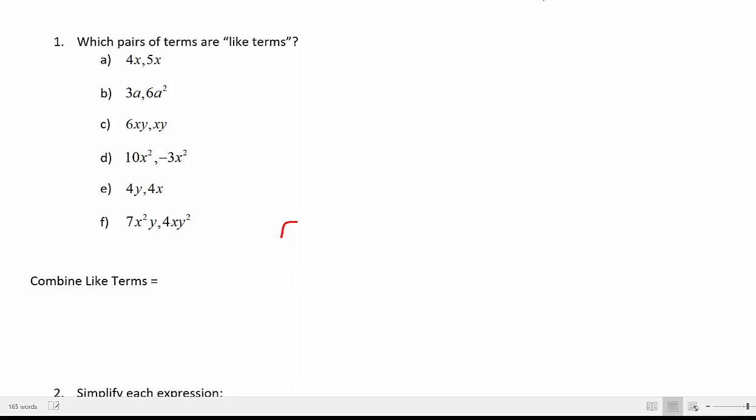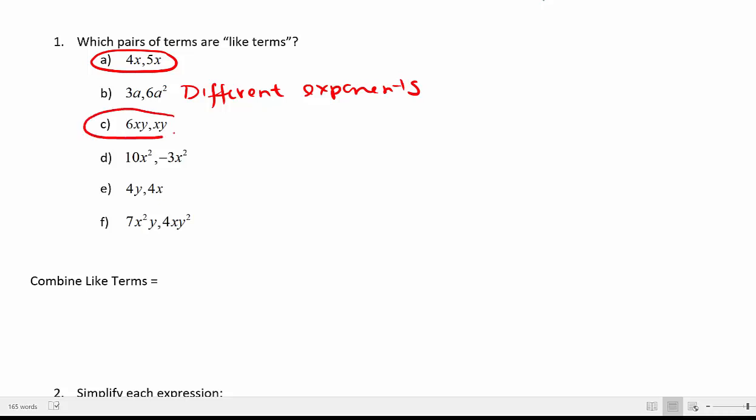Well, part A, they both have x's. Those are like terms. But in part B, we see different exponents. One of them has an a, the other has an a squared, and so those are not like terms. Part C, these are like terms. They both have the exact same variables, x and y, and there aren't exponents. Part D, those are also like terms. They both have x squareds. It doesn't matter whether your coefficient, your number, is positive or negative.